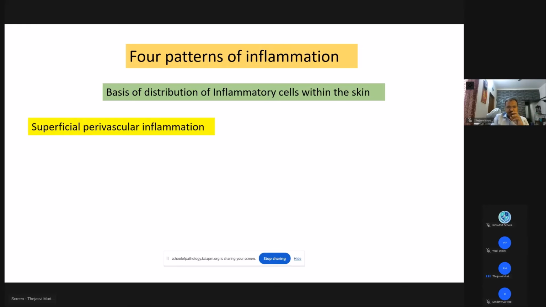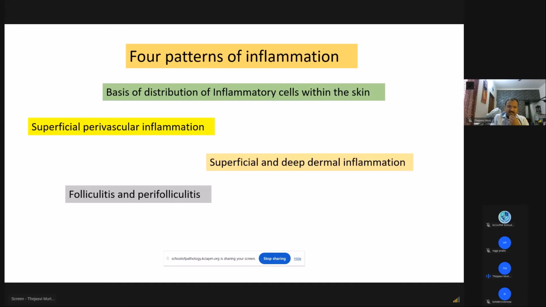What are these patterns? Superficial perivascular inflammation. It is very simple actually, not so complicated, because it's a punch biopsy and you're seeing something deep, something superficial. So superficial perivascular inflammation; superficial and deep, when you see both superficial and deep dermal inflammation; folliculitis and perifolliculitis, if the inflammation is around the hair follicles; and panniculitis, when the subcutaneous adipose tissue is inflamed. These are the patterns of inflammation described in standard textbooks, and the basis is their distribution in the dermis.